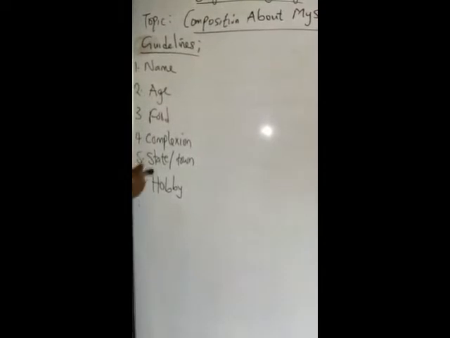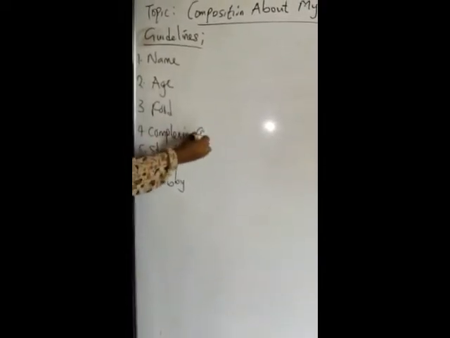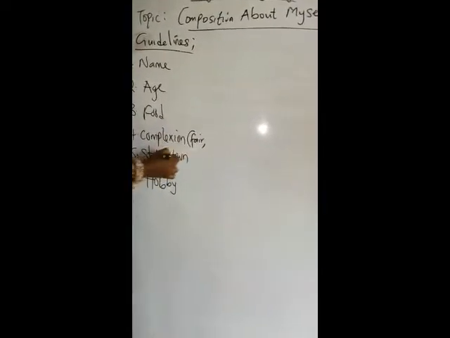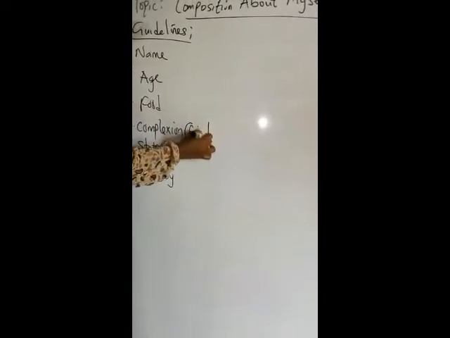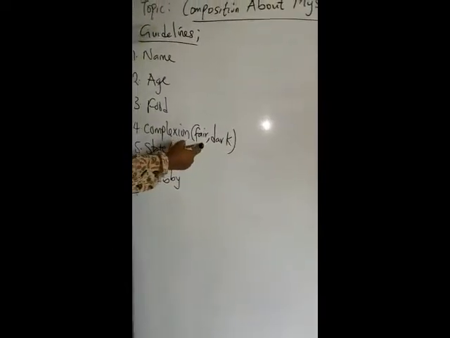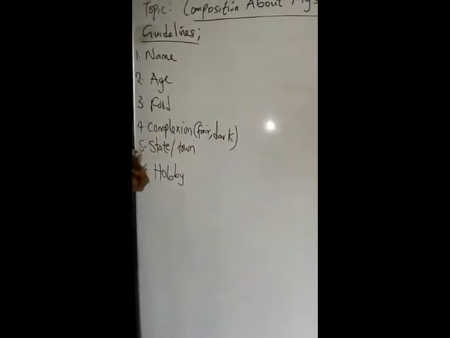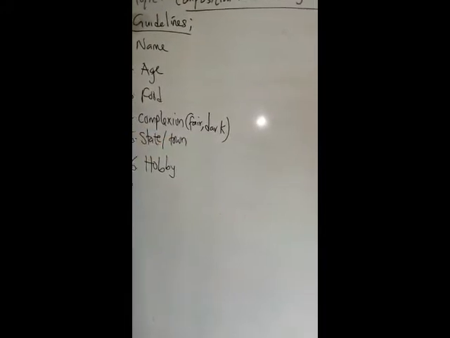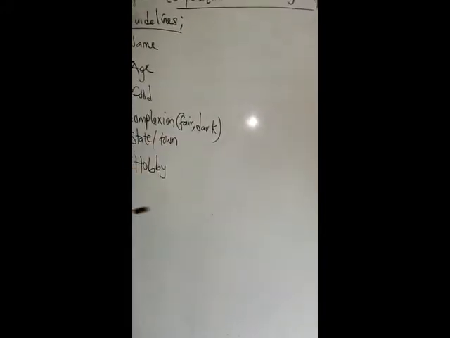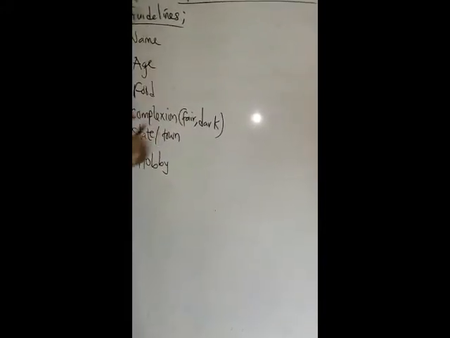Are you fair or dark? Now if you're fair, that means we used to say yellow. Those yellow people, they are fair. Okay, if you're black, you are dark. So instead of you to say yellow, you say fair. Okay, and if you're dark skinned, you say you're dark. Okay, you don't say I am black. State, town. Okay, hobby. Now let's proceed.